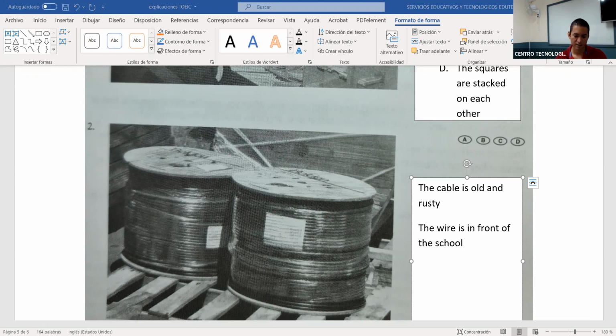C. The cable is coiled on spools. Okay, we have that one. The cable, probably important people. Sometimes you won't be able to understand every single word. Okay, so the cable. Okay, but using the strategy, you will get to the right choice.